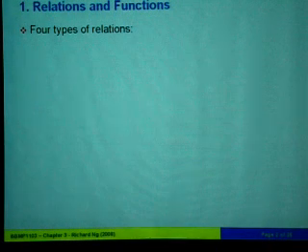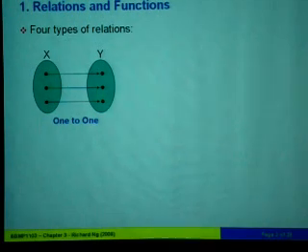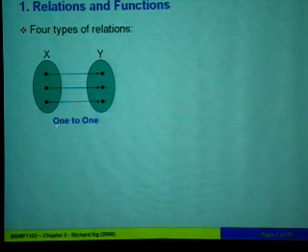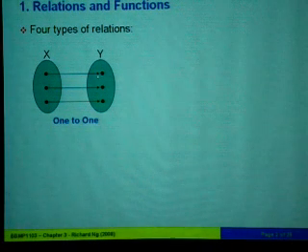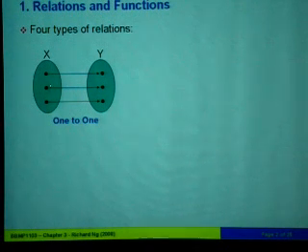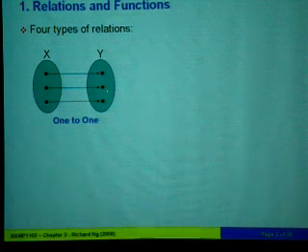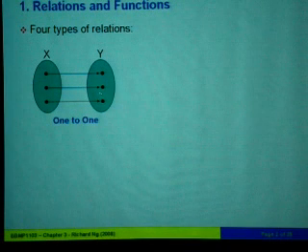There are 4 types of relations basically. The first type is called one-to-one, meaning that one input will produce one output. So every element from X will have one output, or one element in Y.